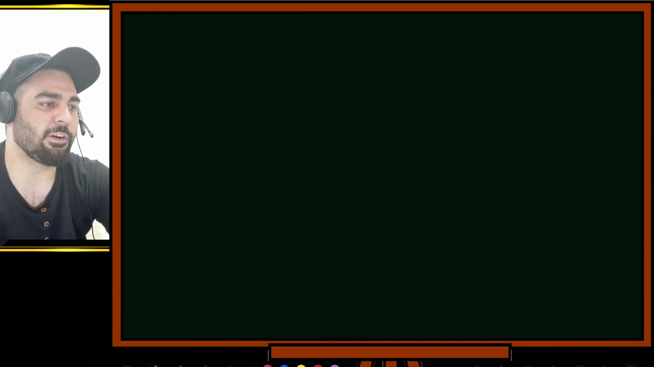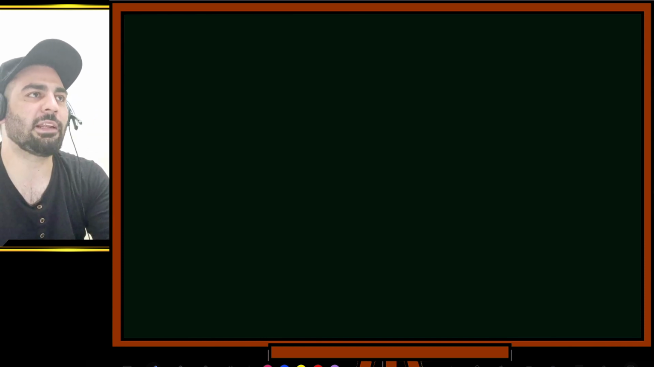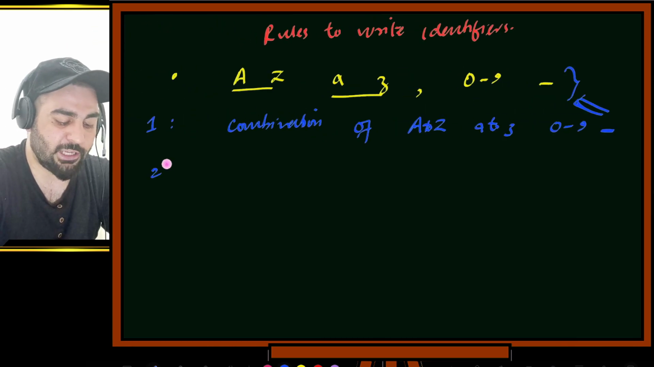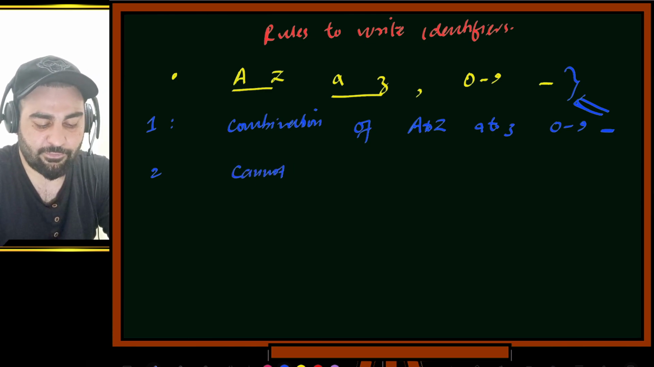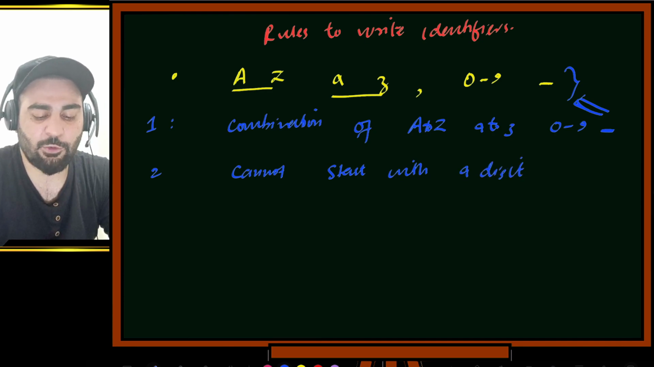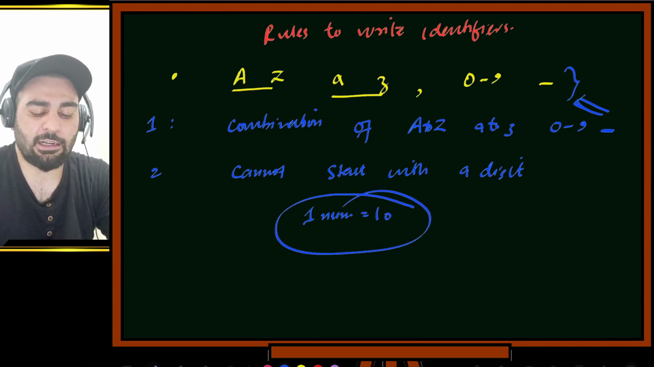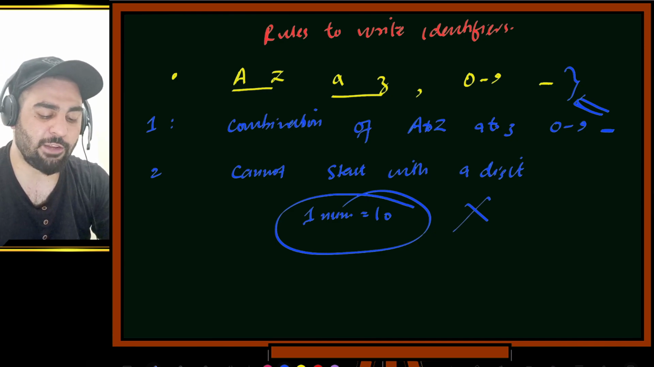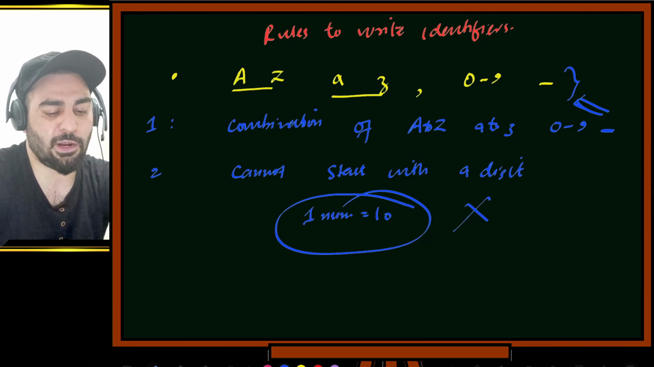Now coming to the second rule. The first rule, I think everybody got the hang of that: you have to use a combination of capital A to Z, small a to z, 0 to 9, and underscore. The second rule is that you cannot start with a digit. You cannot write something like 1number = 10. Here the interpreter will throw an error because this is not allowed at all. If I just write it in the coding environment, switching back to the coding screen and showing you there.